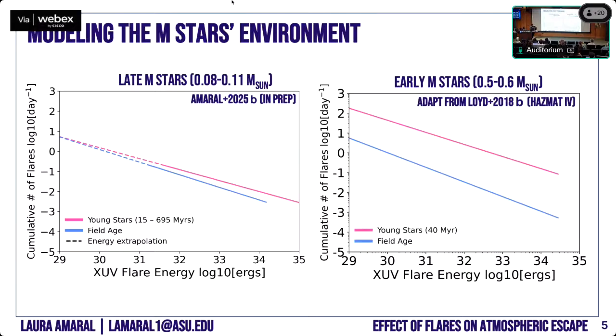For early M stars, you can see a change in the flare frequency, a kind of jump for field age stars, more than 1 gigayear old. For late M's, we have about the same activity as the early ones, regardless of age. It doesn't change too much, so basically the same activity over time.